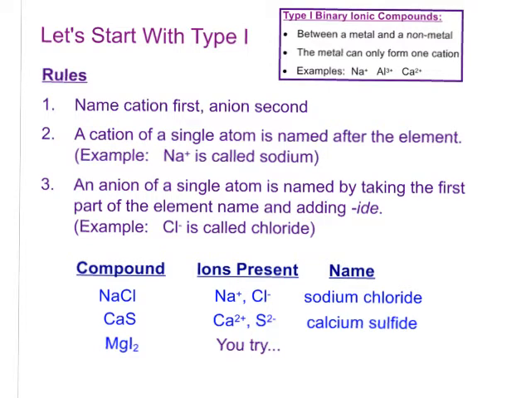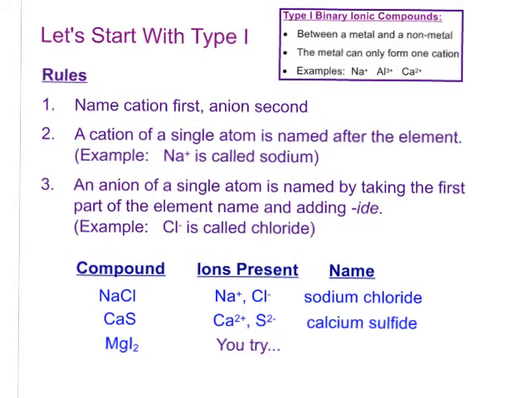And then when we name the anion, it's named by taking the first part of the element name, the root, and adding an IDE on the end. So here's an example. Chlorine, when it becomes the ion, the anion, we call it chloride. Put an IDE on that root chlor. So here are some examples.